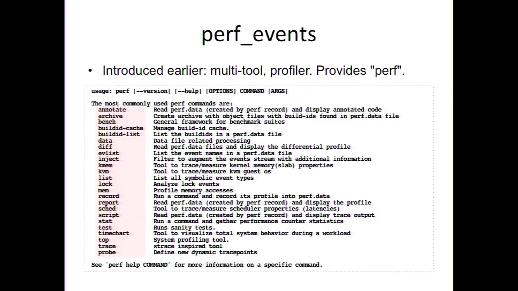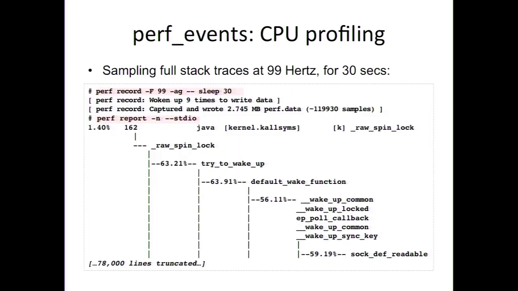Profilers. Profilers can break down where time is spent. Linux has perf events. The output of perf events, if you run it at the command line, kind of looks like this. I've said, record 99 hertz, or 99 times per second, all CPUs, call graphs, or stack traces, for 30 seconds. And then the report gives me this hierarchical tree diagram, and I follow the percentages and find out what stack traces are important.